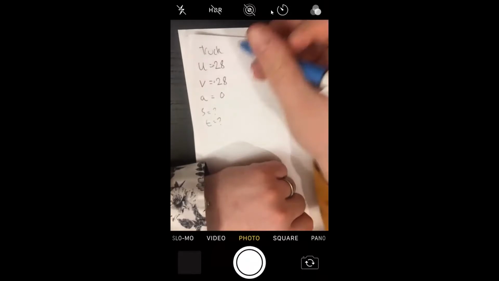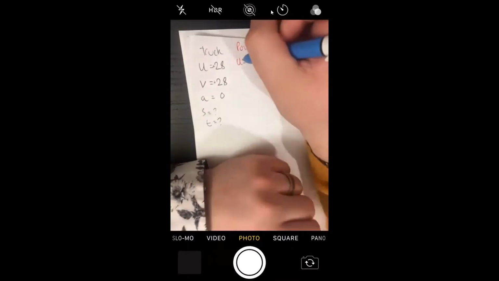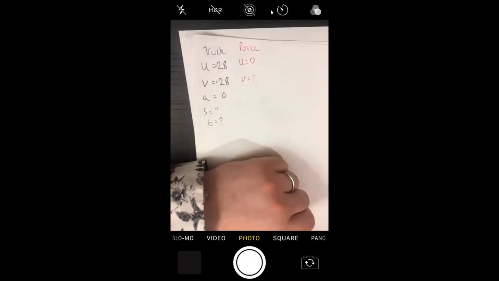Okay, but what about the police car? The police car has an initial speed. Well, it's sitting there at the red light, not moving, so its initial speed is 0. Its final speed is, well, we don't know what its final speed is.